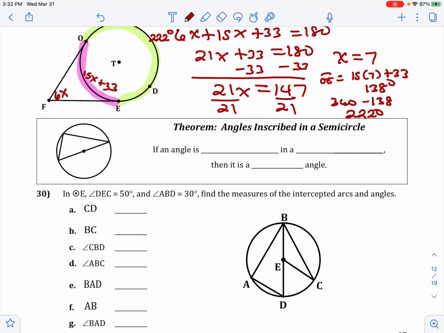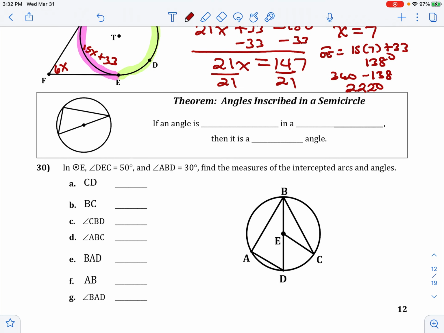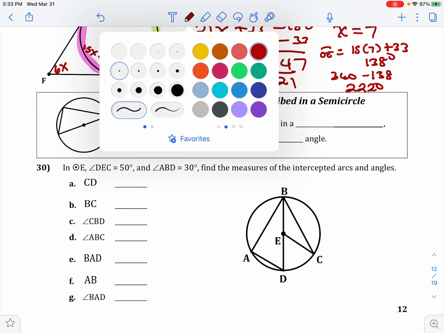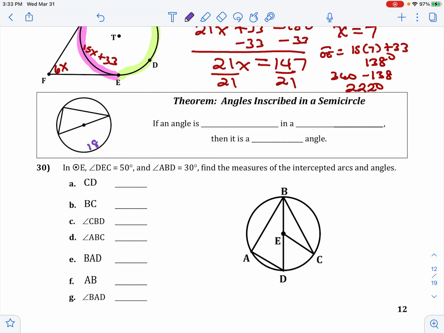There's a lot of little rules. Our very last one is a theorem about angles inscribed in a semicircle. So if you notice, this here is a diameter, which means that this is 180 degrees. Now, if you also notice, this angle here is inscribed, which means it equals half of that 180. So guess what? It's a right angle. So if an angle is inscribed in a semicircle, then it is a right angle.